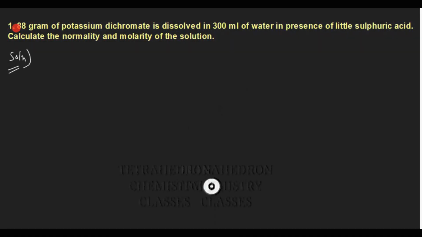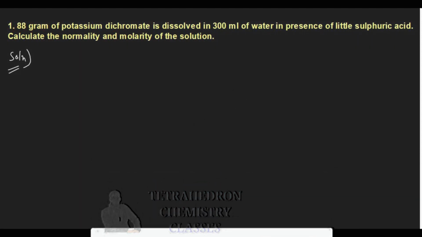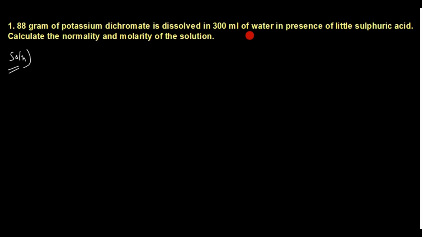Okay. So the question was like this: 88 gram of potassium dichromate is dissolved in 300 ml of water in presence of a little sulfuric acid. Calculate the normality and the molarity of the solution, right?